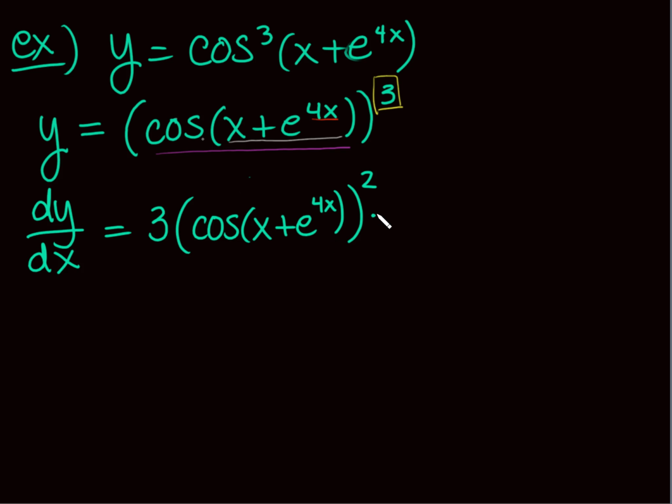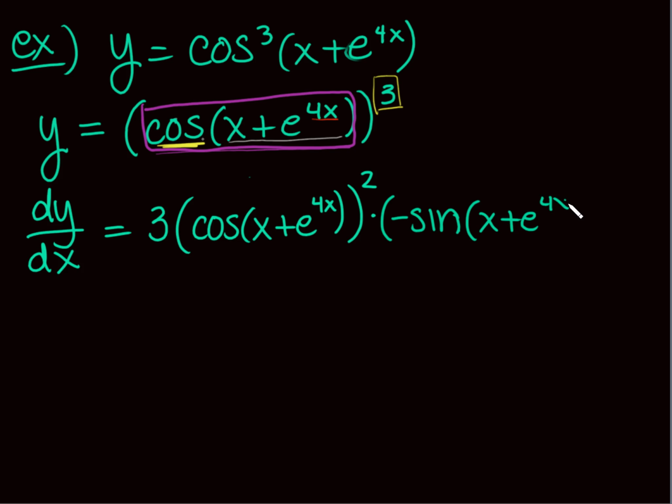Now I have to multiply by the derivative of the inside. So the derivative of the inside function right here, right? Again, we have a chain rule. What's the outside function for this inside function? My outside function is cosine. So the derivative of cosine is negative sine. Leave the inside. That would be x plus e to the 4x. Okay, there's the derivative of this inside function.